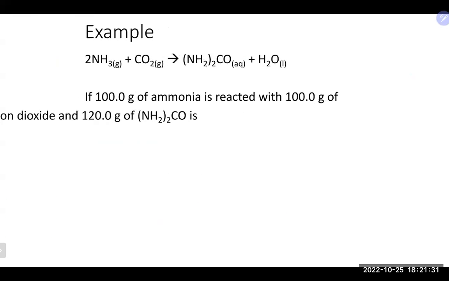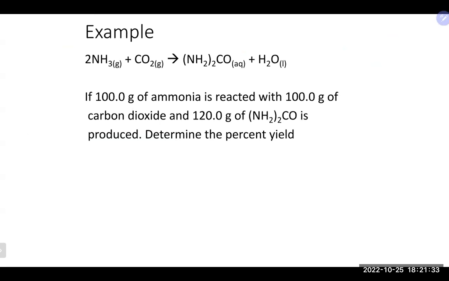All right, let's try this last one here in terms of stoichiometry. We're going to do 100 grams of ammonia, and we're going to react it with 100 grams of carbon dioxide. You actually yield 120 grams of NH2CO. What is the percent yield? Let me give you some numbers from the periodic table. They'll be helpful. Maybe use an actual pen here.